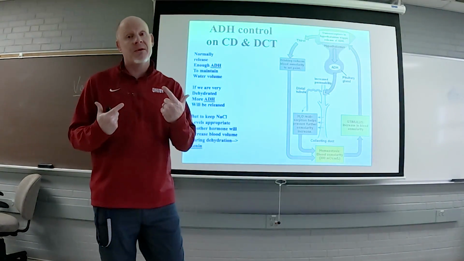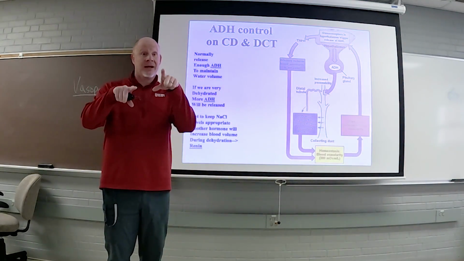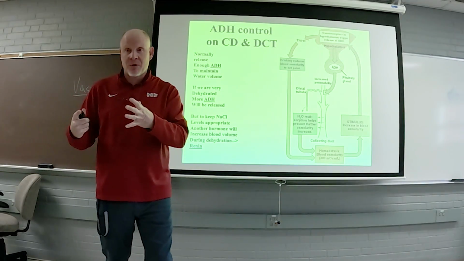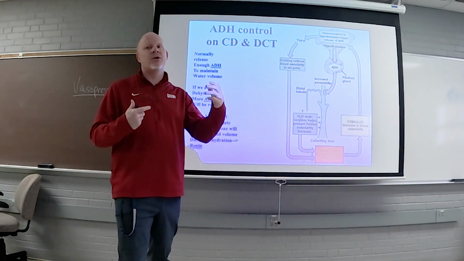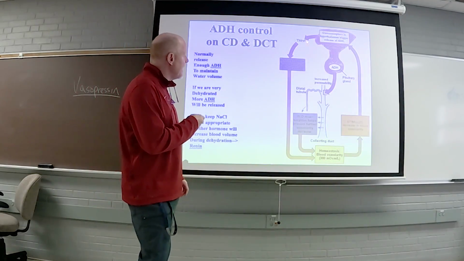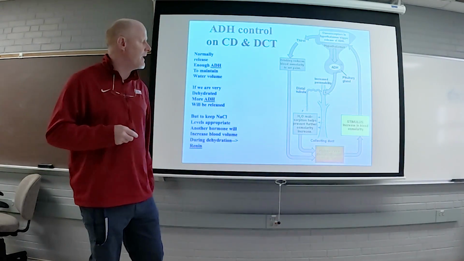So there is another hormone that kind of helps with this to prevent too much dilution of our blood. We don't want to just add a bunch of water to the blood. There's another one we'll talk about. It's called aldosterone that will also be released here, because ADH will also cause an increased release of aldosterone, which I'll talk about when we get there.